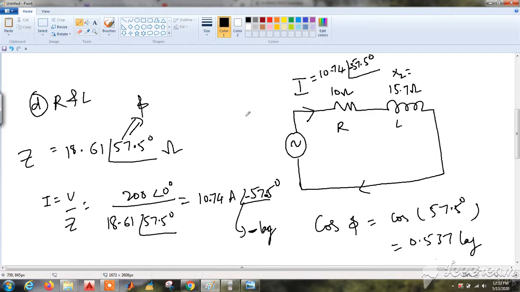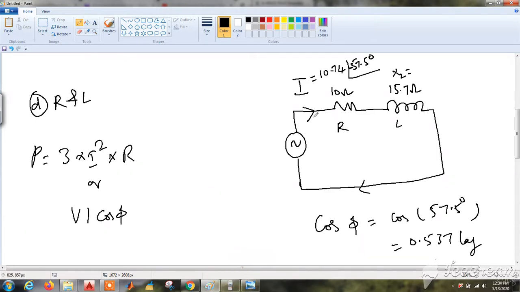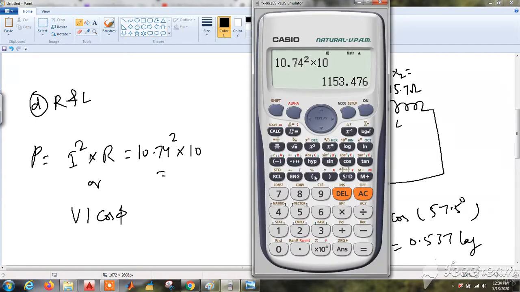Now let us calculate the power. We note that the power is associated with the resistive element only. So 3 I square R we can do, or we can also calculate by VI cos phi. So first we'll see this. Sorry, I square R only. So 10.74 amperes whole square into 10, we are getting 1153.47 watts.